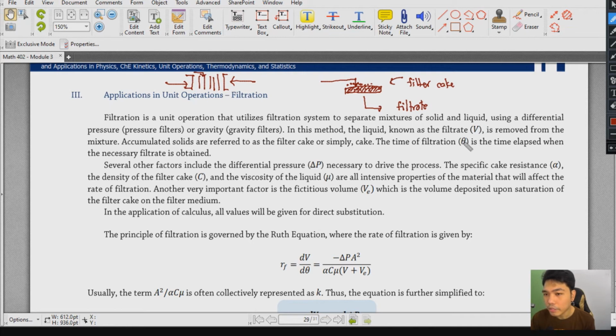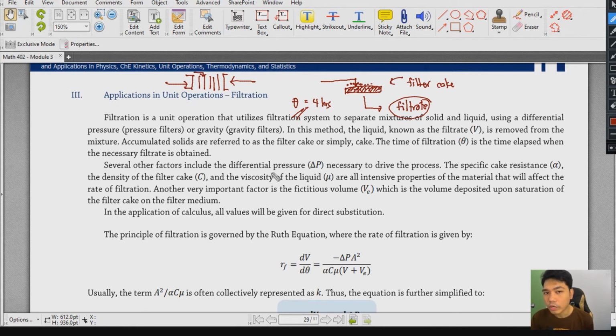The time of filtration, theta, is the time elapsed when the necessary filtrate is obtained. So, for example, it took me, let's say, 4 hours to get this filtrate. So, that is your theta, that's 4 hours. So, those are just our usual terms. And then, we still need to consider something here.